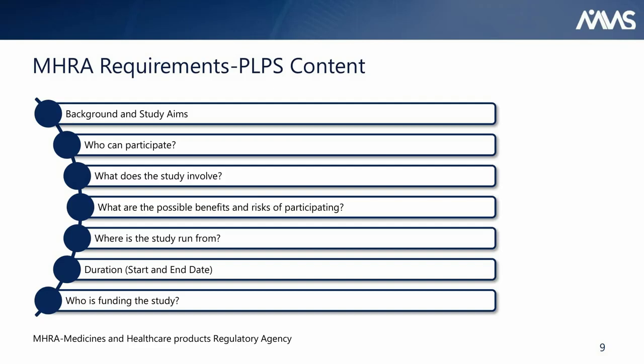Who is funding the study? This section describes who will be paying the costs incurred during the life cycle of the trial. Who is the main point of contact? This section should include the name of the main contact and the position they hold at the institution or organization and their email address. Next slide, please.